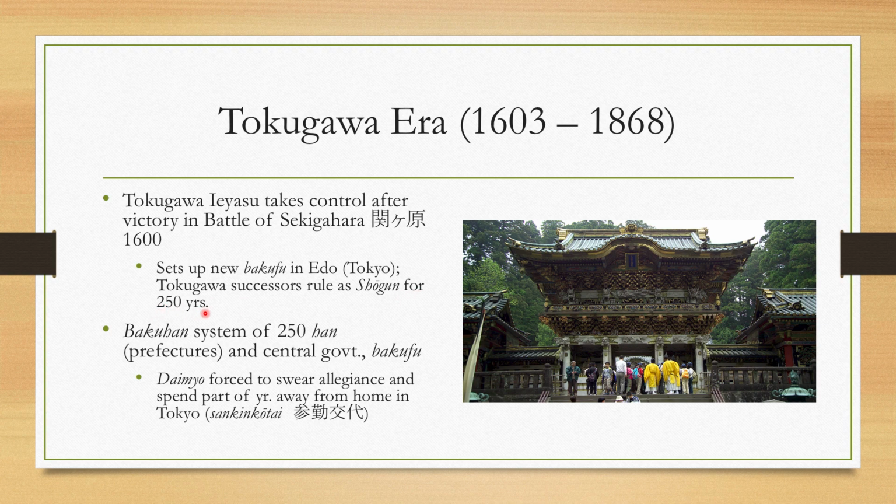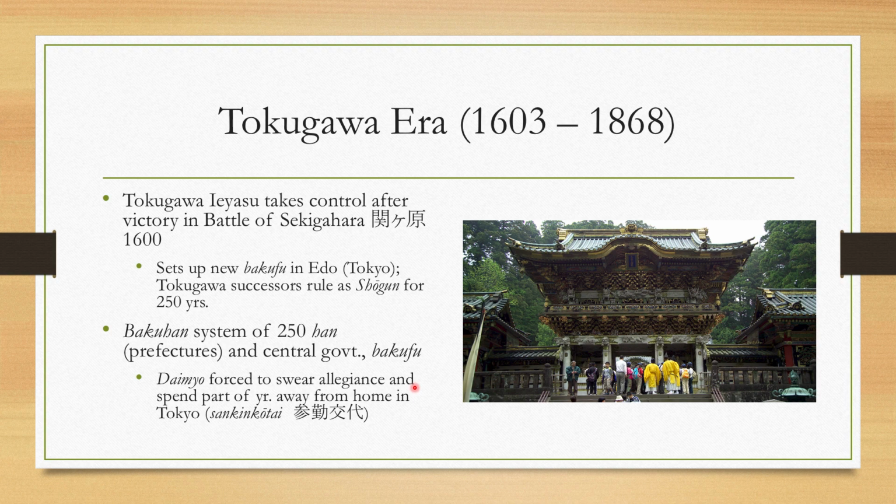The Tokugawa period is also known as a long period of relative peace and stability, and a flourishing of culture, literature, and the arts. Politically, the country was divided into 250 different Han. This is known as the Bakuhan system, with a central Bakufu, a central government in Tokyo, and then these 250 Han, which can be thought of as basically prefectures. The Han are ruled by daimyo, who are forced to swear allegiance to the Tokugawa government.